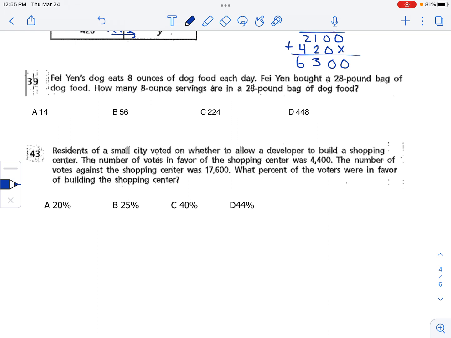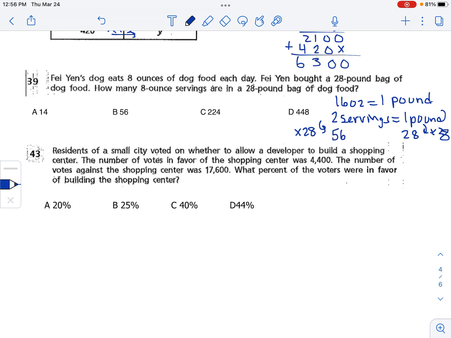Okay, so there are 16 ounces in 1 pound. All right, and we want to know how many servings there are. If each serving is 8 ounces, that means there's going to be 2 servings in 1 pound, right? Because 8 ounces plus 8 ounces is 16 ounces, but we have a 28-pound bag, so we're going to multiply. I'm squishing it in here, sorry. 2 times 28 to give us the number of servings, and that's 56 servings.